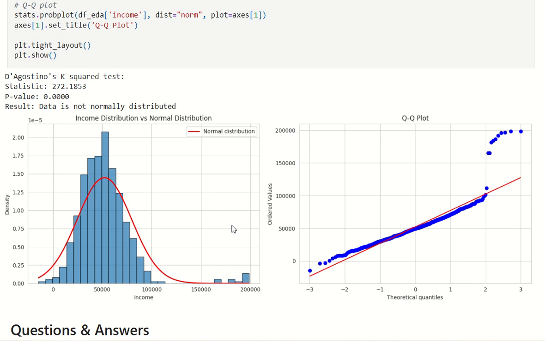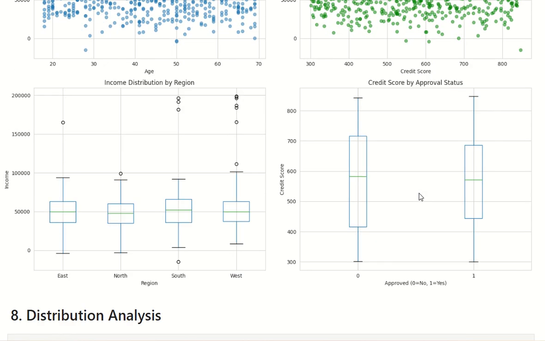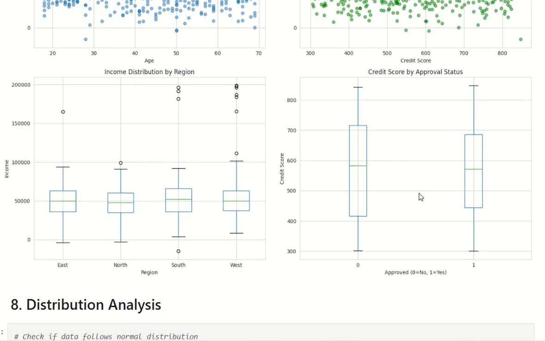For relationships, plotting age versus income and credit score versus income with a correlation heat map quickly highlighted which features should be combined or dropped due to multicollinearity.